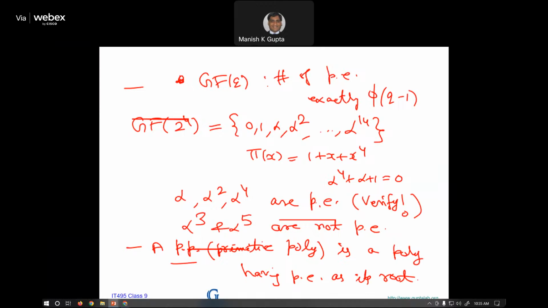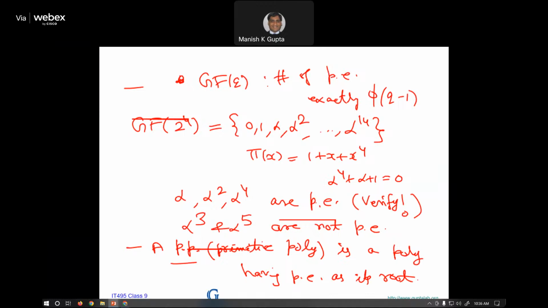If you want to compare with the field with 4 elements, you can probably see it much better. So what are the primitive elements in the field with 4 elements? Alpha is obviously a primitive element, right? Because it gives you everything: 0, 1, alpha, alpha square is a field with 4 elements. How many primitive elements are there? I can ask similar questions anywhere. And of course, phi of q minus 1. So if q is 4, 4 minus 1 is 3, phi of 3 is how much? 2. So there are 2 primitive elements in the field with 4 elements.